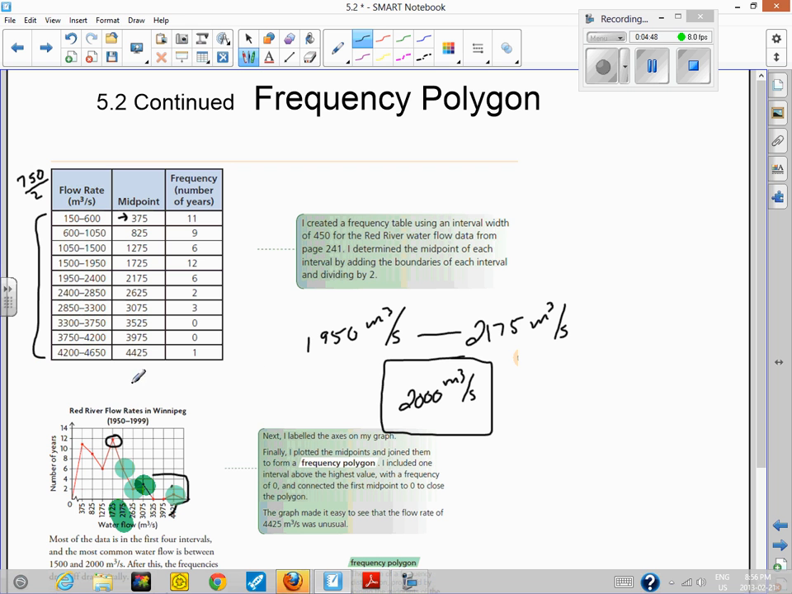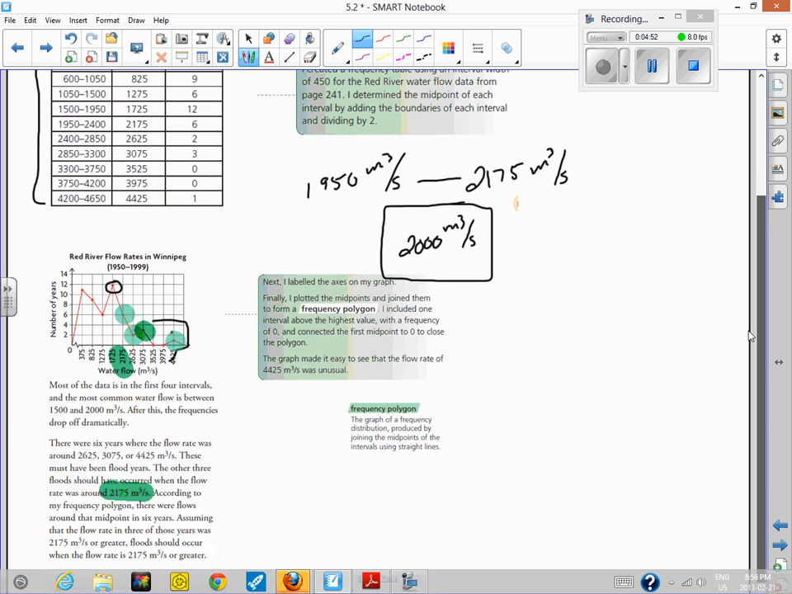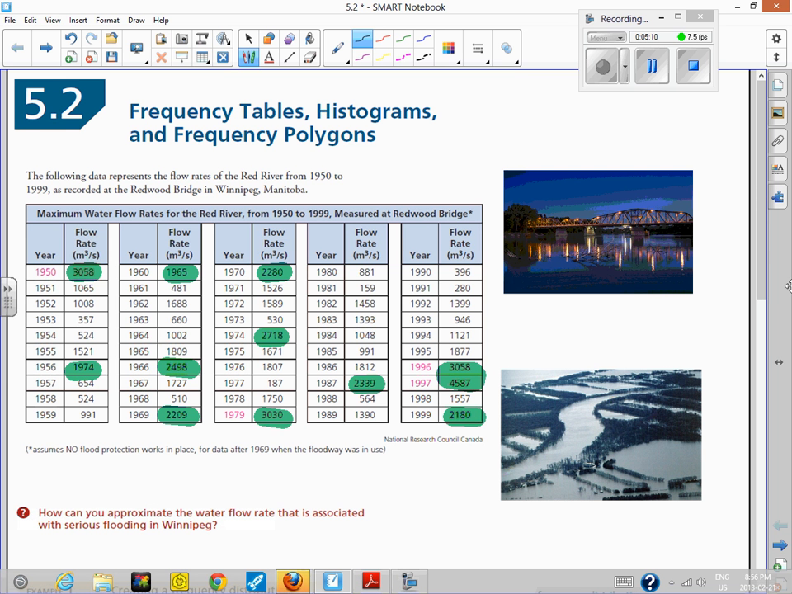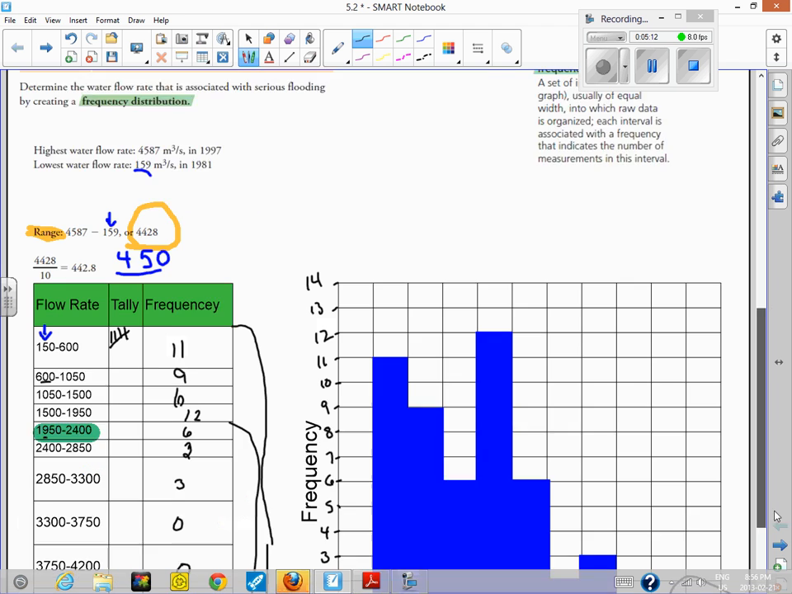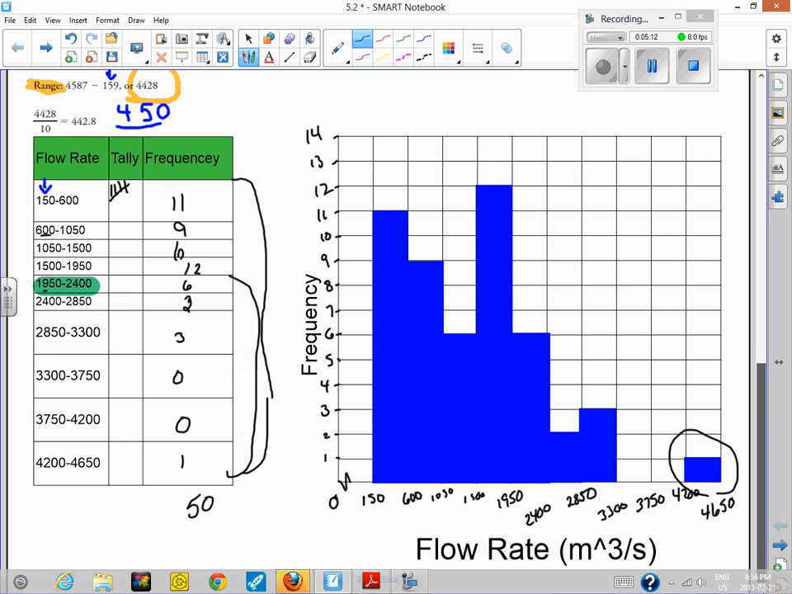So both are not going to show exactly the same information, but they are going to show the general trend. And both do show that a flow rate of 4,425 is unusual in that midpoint range. And just compare that back to our last one. Again, it was unusual to see it, so it showed up in both graphs.